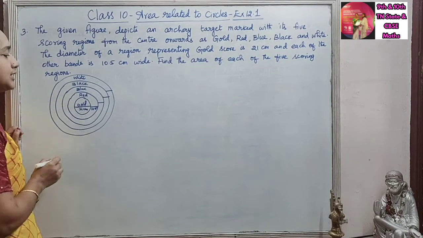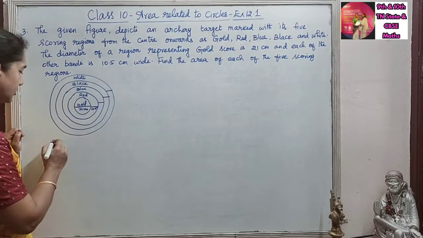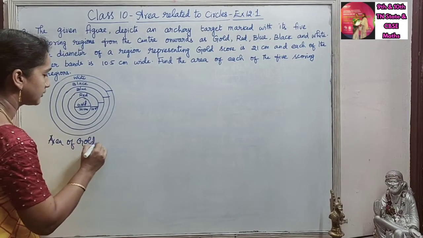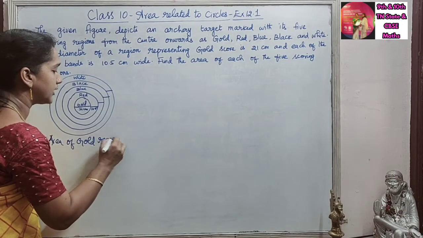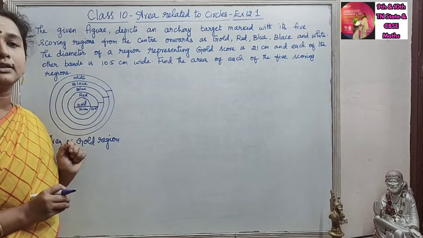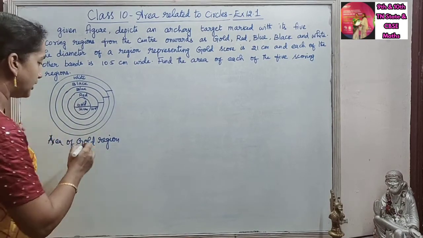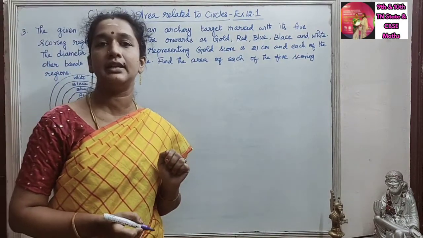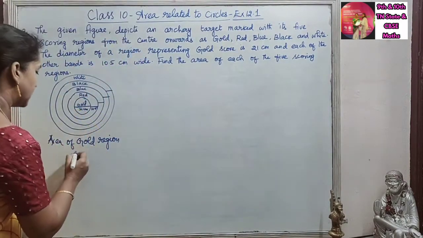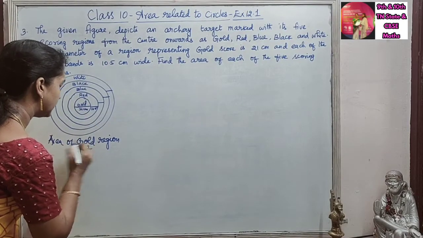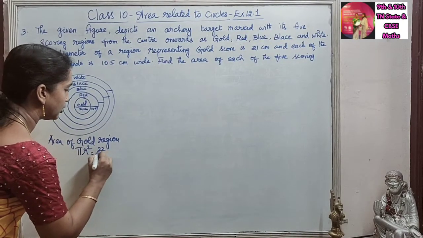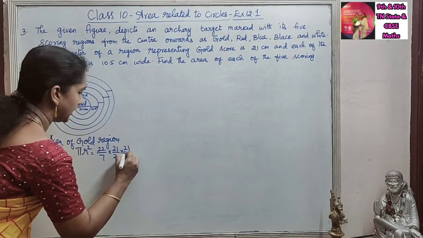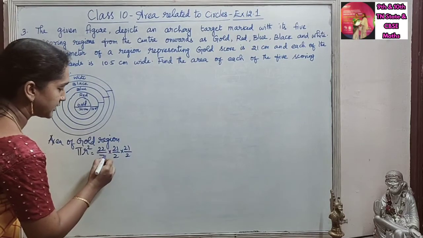Okay. So first we will start with the innermost ring. Area of gold region. Area of gold region is, we know that area of the circle is pi r square. So here 21 is the diameter. So radius is 21 by 2. So pi r square is equal to 22 by 7 into radius is 21 by 2 into 21 by 2. So we have to simplify this.